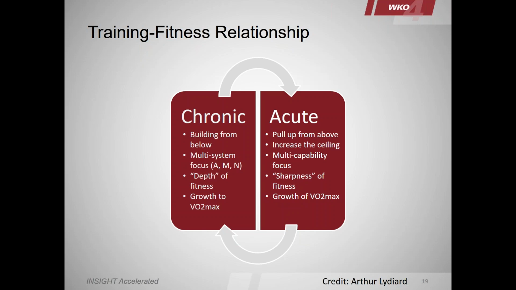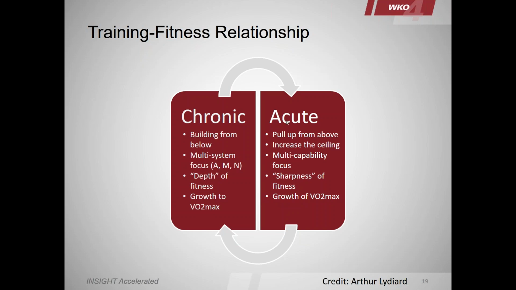So when I'm thinking about aerobic fitness, I tend to think about the training fitness relationship as chronic and acute. Chronic aerobic fitness is this idea of building aerobic fitness from below. Anybody who's watched my webinars has heard me preach that. Remember that this is a multi-system focus: it's metabolic, it's neuromuscular, so it's not just aerobic. There are other factors in building chronic aerobic fitness. Chronic is the idea of building depth of aerobic fitness, and it still has growth of VO2 max. You're just doing it from below.